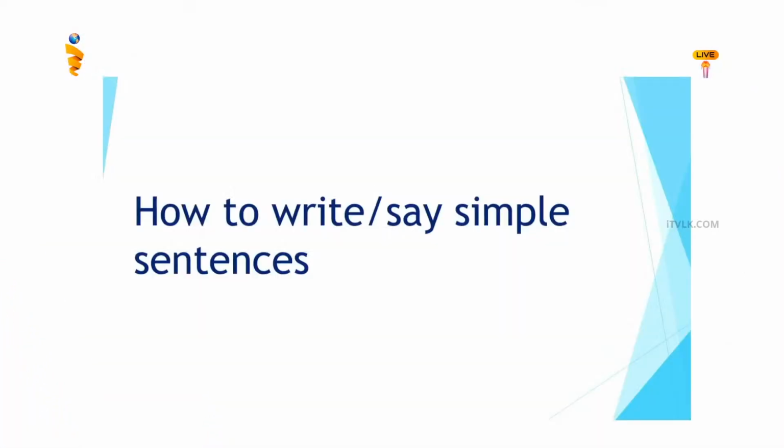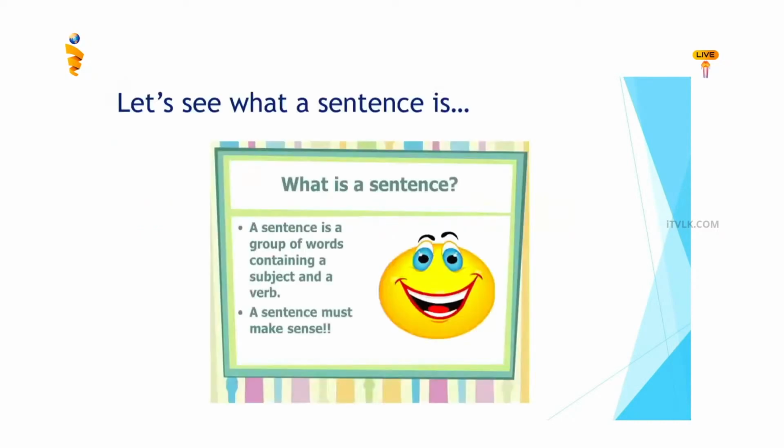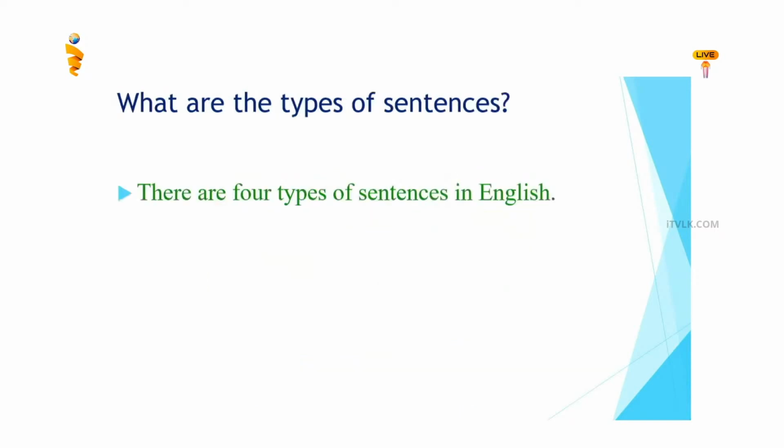Today we are going to see how to write or say simple sentences. Let's see what a sentence is. A sentence is a group of words containing a subject and a verb. But remember, a sentence must make sense. What are the types of sentences? There are 4 types of sentences in English.